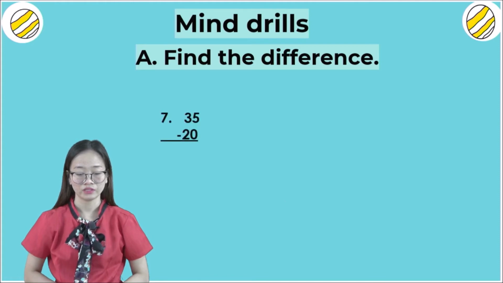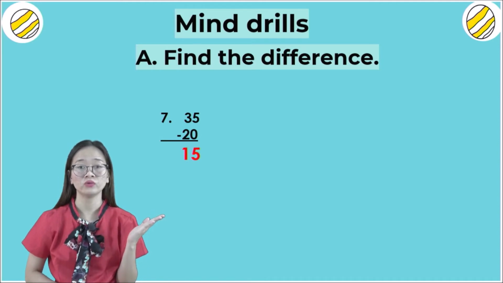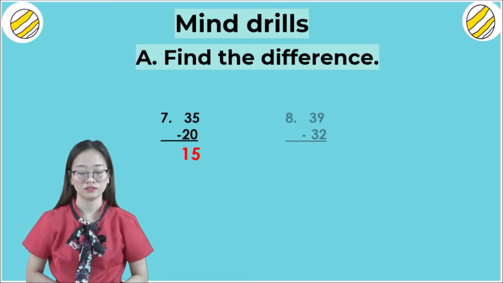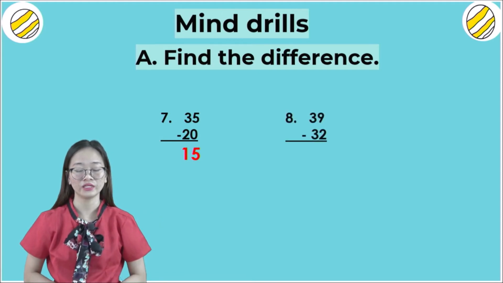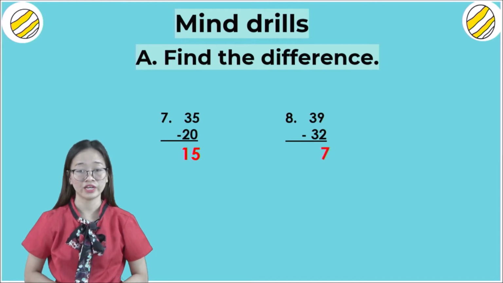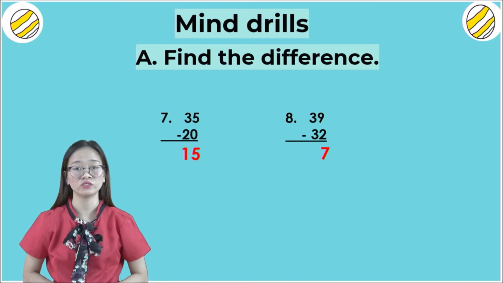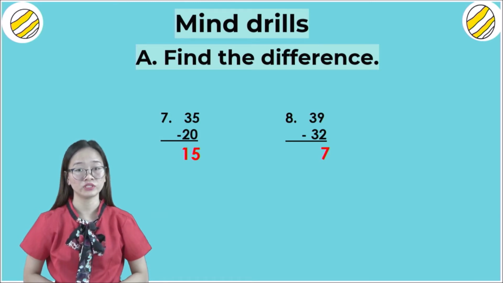Another. So 35 minus 20. So 5 minus 0 is equal to 5. 3 minus 2 is equal to 1. Next, 39 minus 32 is equal to, so 9 minus 2 is equal to 7. Of course, 3 minus 3 is equal to 0. So we did not put 0 anymore.